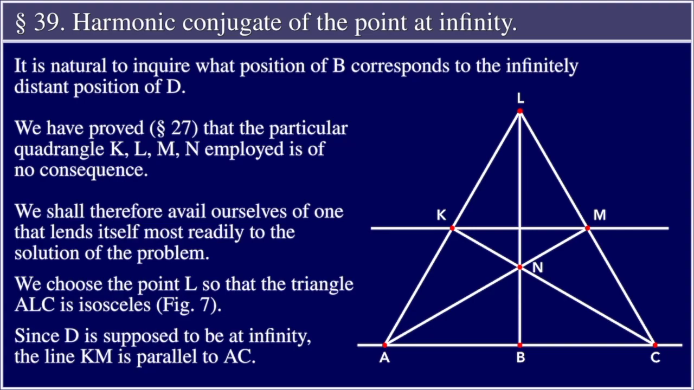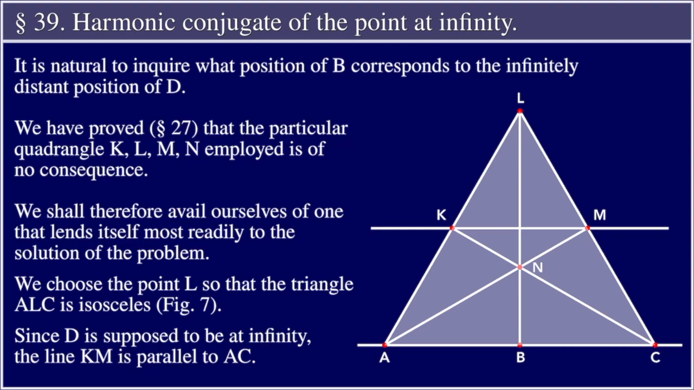Section 39. Harmonic conjugate of the point at infinity. It is natural to inquire what position of B corresponds to the infinitely distant point of D. We have proved, Section 27, that the particular quadrangle KLMN employed is of no consequence. We shall therefore avail ourselves of one that lends itself most readily to the solution of the problem. We choose the point L so that the triangle ALC is isosceles, figure 7. Since D is supposed to be at infinity, the line KM is parallel to AC.